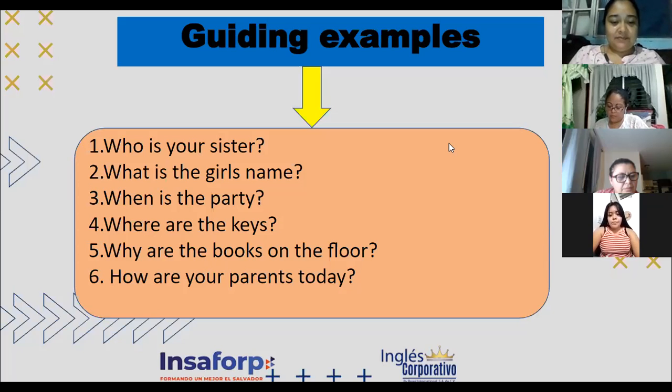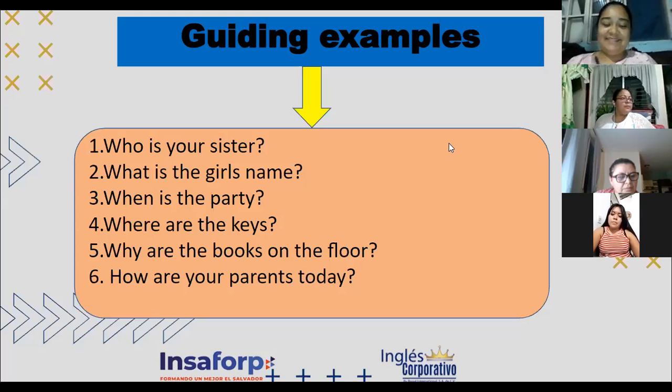Where is her house? Good. ¿A dónde está la casa de ella? Her house. Her house is San Marcos. Correct. Okay, thank you. Thank you, Dalia. Karen, usted le pregunta a Maritza Ramírez, por favor.